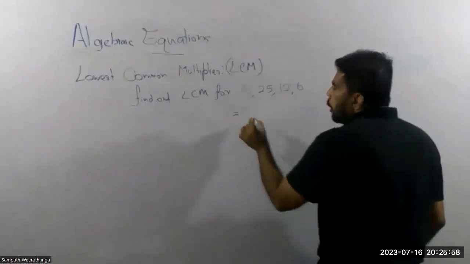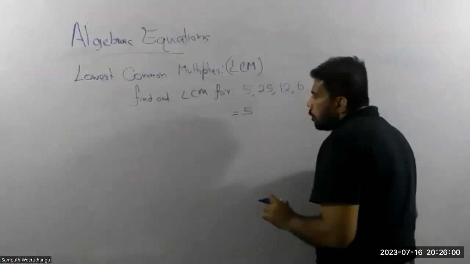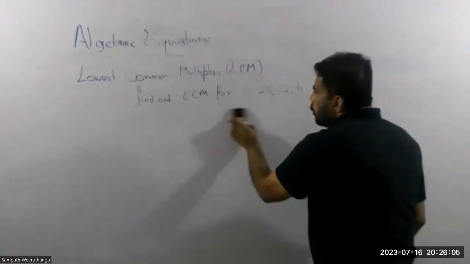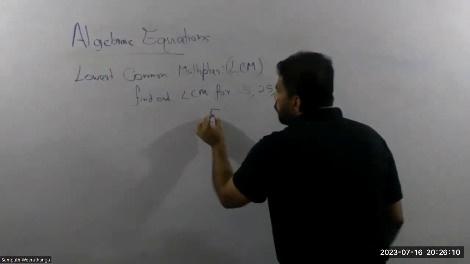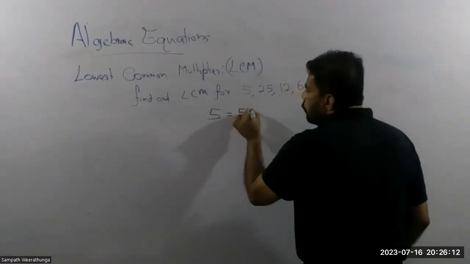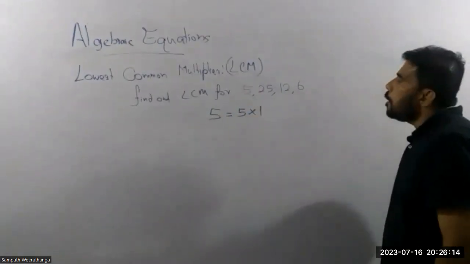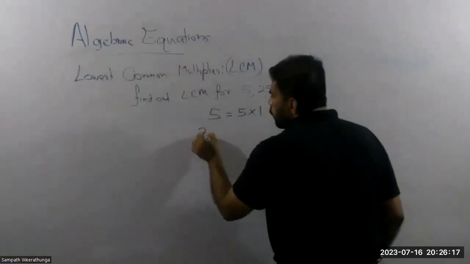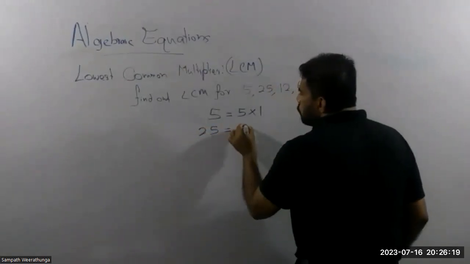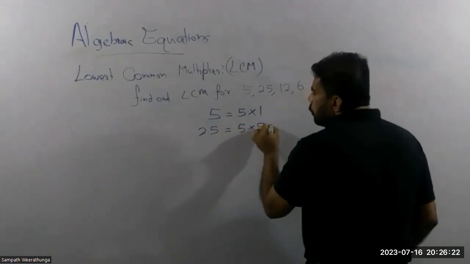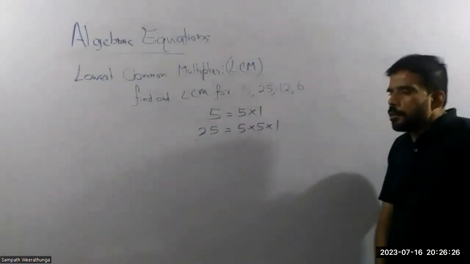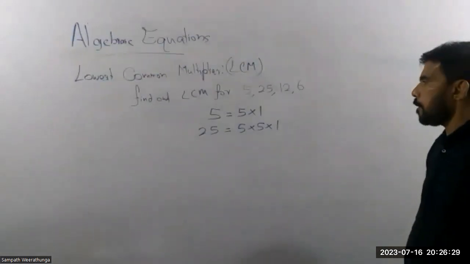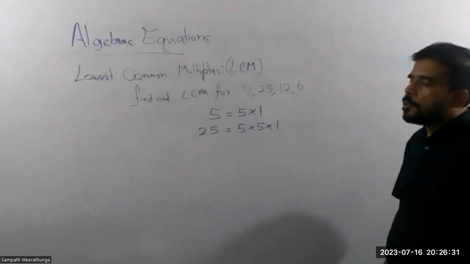So 5 we cannot further divide. So what I can do is I can write 5 as 5 into 1. Then 25, yes, I can factorize further, that is 5 into 5 into 1. 1 is not needed exactly most of the time, but I'm just writing this to explain.